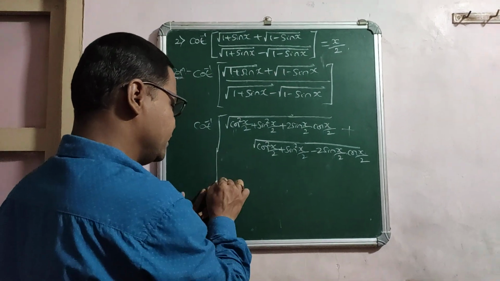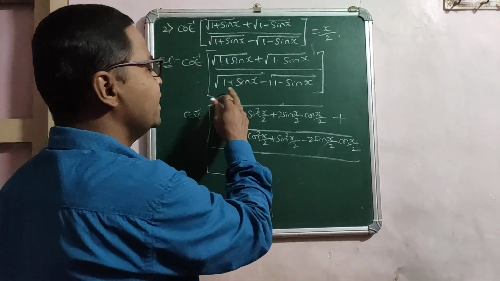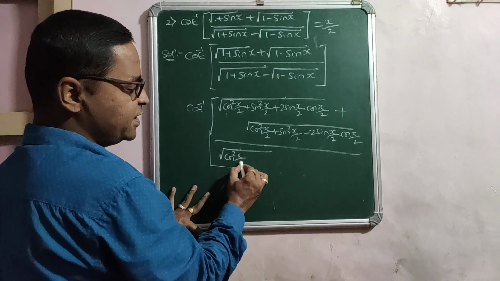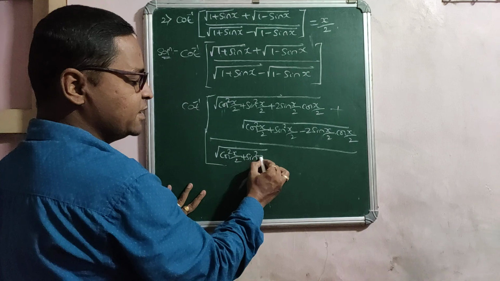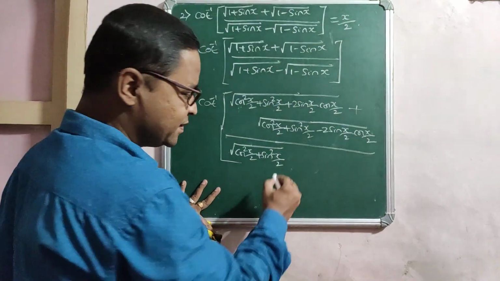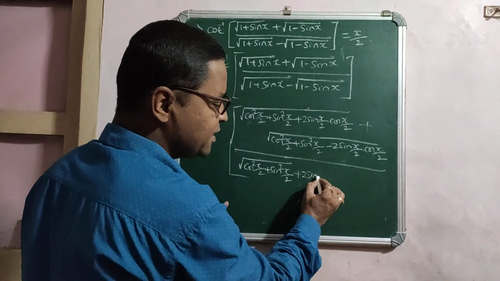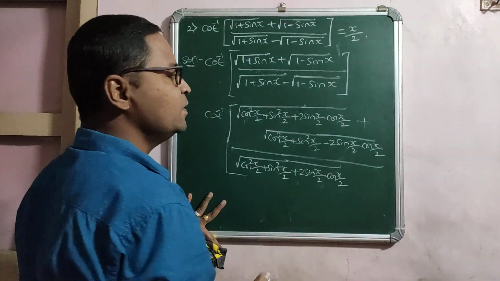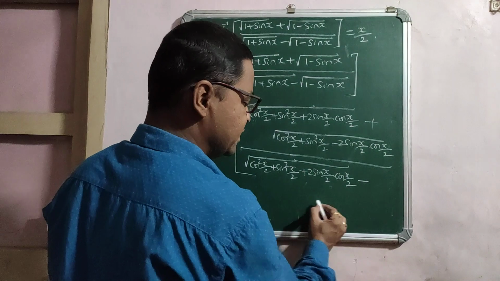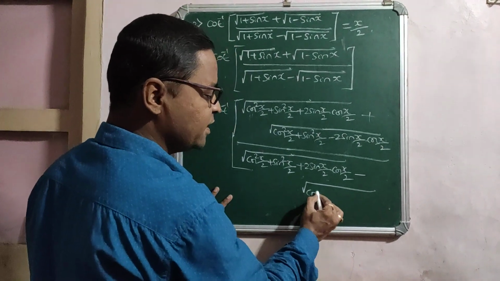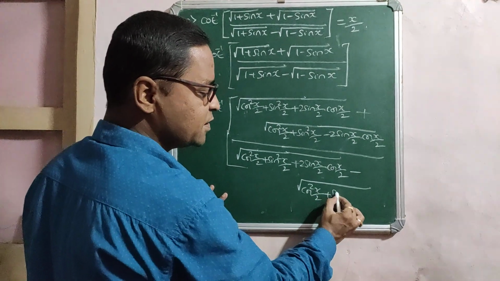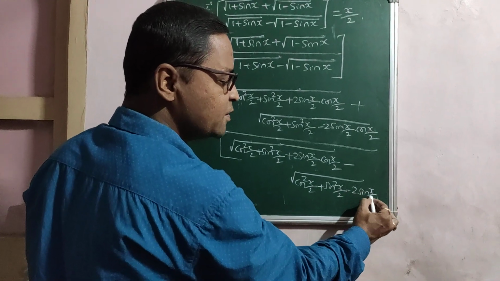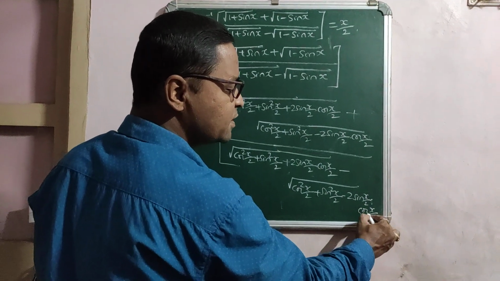So divided by, we have the same terms. One can be written as cos square x by 2 plus sine square x by 2 plus sin x. The term sin x can be written as 2 sin x by 2 into cos of x divided by 2, minus, once again we have the term cos square x by 2 plus sin square x by 2 minus 2 sin x by 2 into cos of x divided by 2.